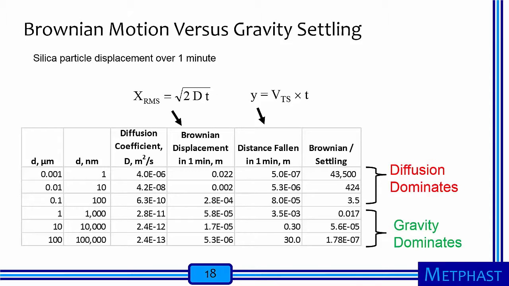The force of gravity dominates for particles larger than 1 micrometer, whereas the force of Brownian motion dominates for particles smaller than 100 nanometers. For a 10 nanometer sized particle, Brownian motion causes 424 times more displacement than gravity. However, the distance moved in 1 minute is still very small, 0.002 meters, or 2 millimeters.